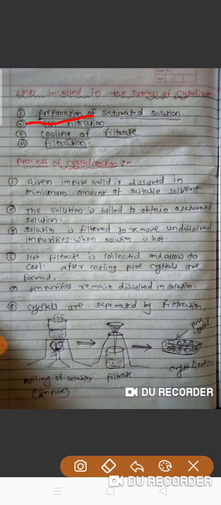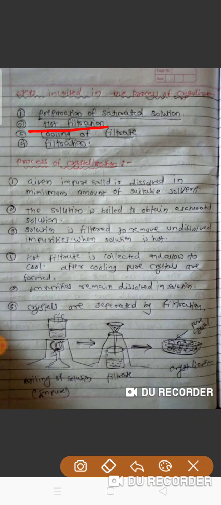The first step involved in crystallization is the preparation of the saturated solution. What is a saturated solution? A solution which does not dissolve any more additional solute is called a saturated solution. So the first step in the crystallization process is the preparation of the saturated solution.